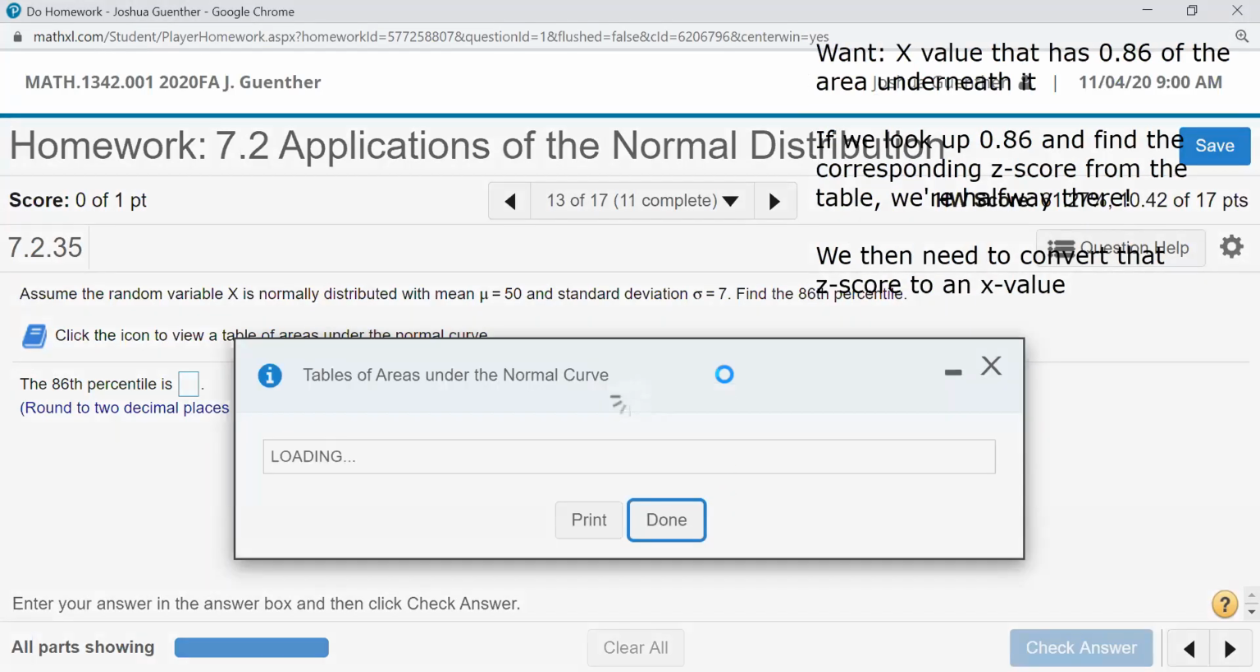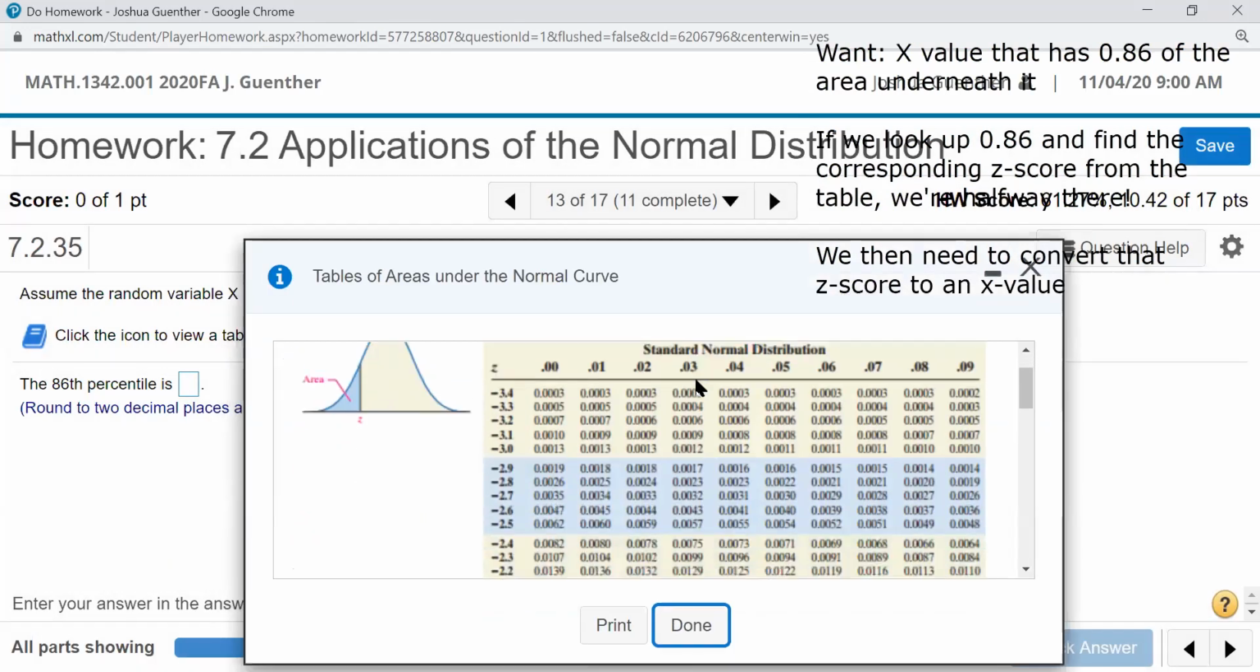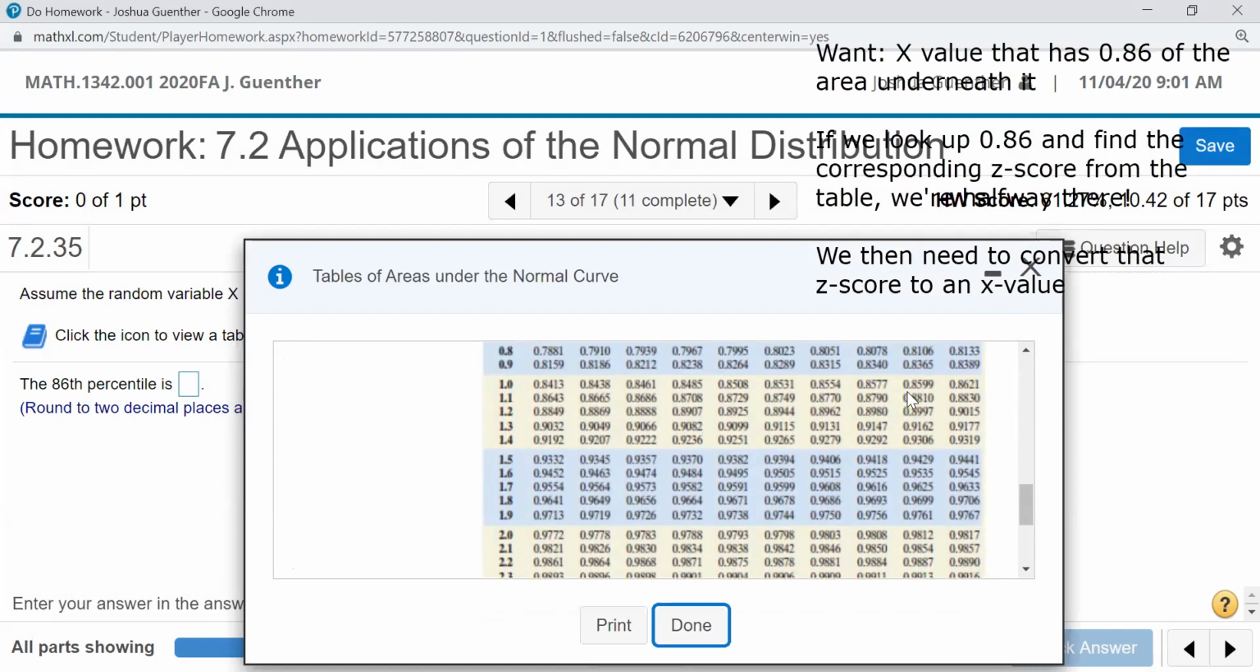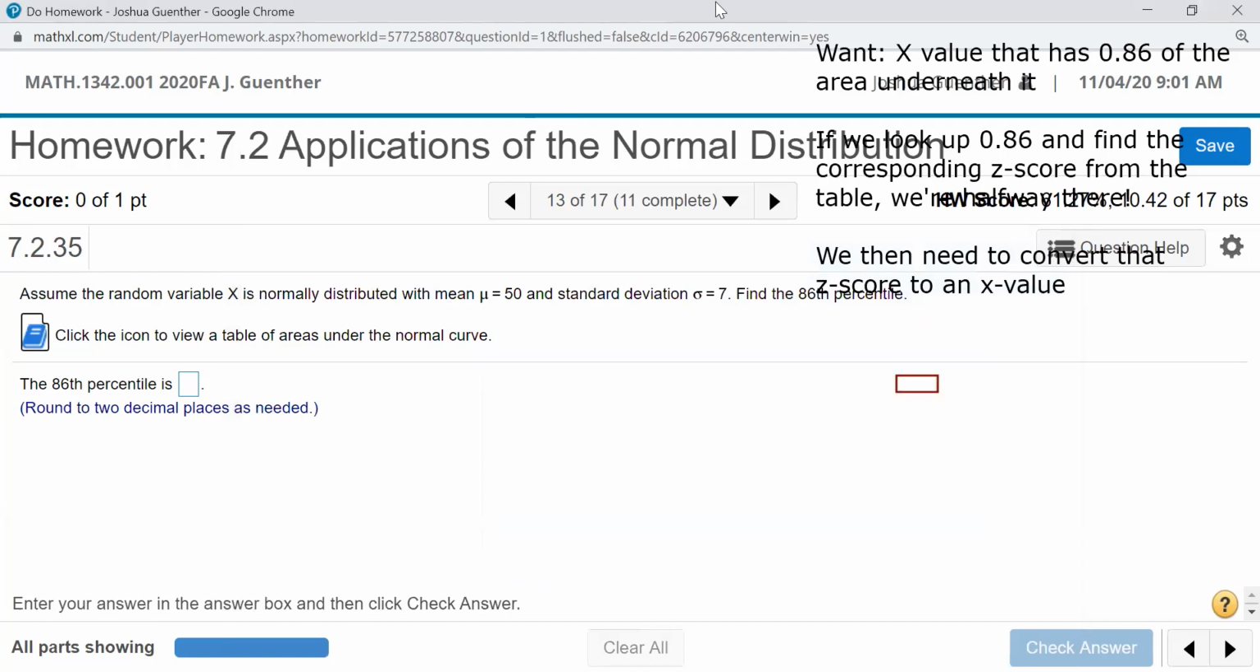So we need to go look up 0.86 as a probability in the table or get as close to it as we can. And that's going to be, come here, right about there. 0.8599 is as close as we can get. And that corresponds to a z-score of 1.01, 2, 3, 4, 5, 6, 7, 8. 1.08 is this z-score here. So here's what I can tell you. The z-score is 1.08.